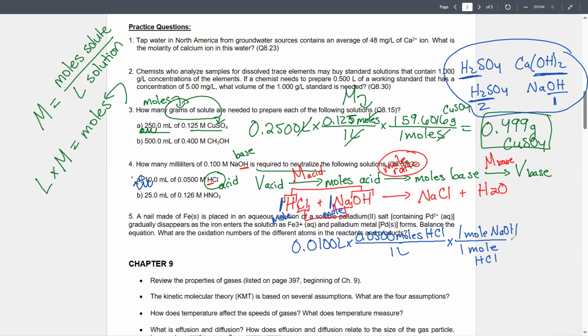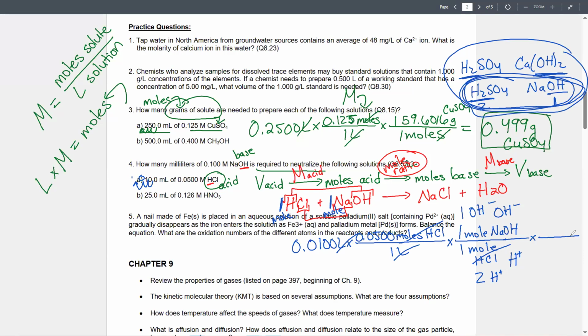But if you don't understand how to create the balanced chemical equation, you can just do H plus to OH. So if we were doing the sulfuric acid and sodium hydroxide up here, that would be 2 H plus to 1 OH. That's how you figure out the mole ratio real fast. Okay, so liters of acid goes away, moles of acid goes away. I'm left in moles of base, and it wants molarity. Oh no, it wants milliliters.